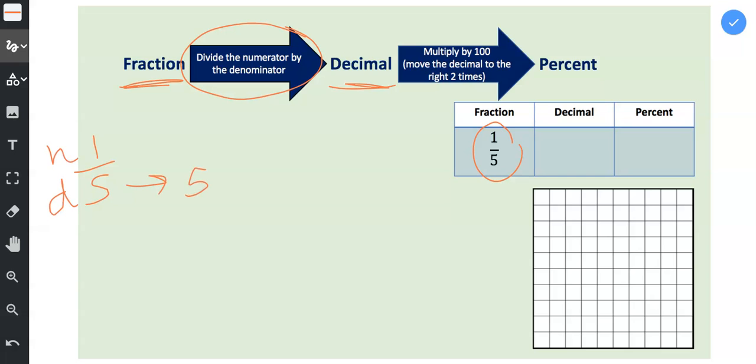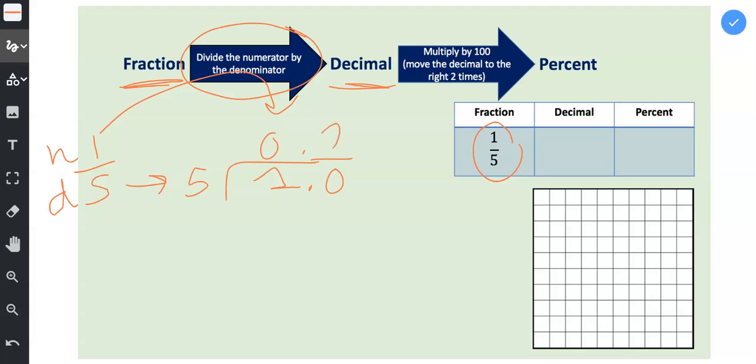The 5 slides over, it stays on the outside. The numerator 1 goes on the inside. 5 goes into 1, 0 times. Add a decimal, then I add a 0, and then I need to bring that decimal up to the top.